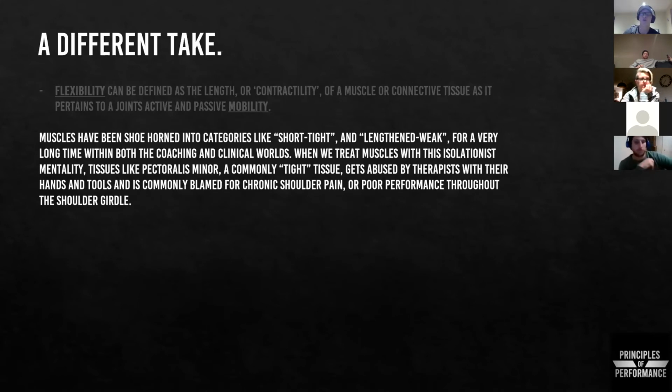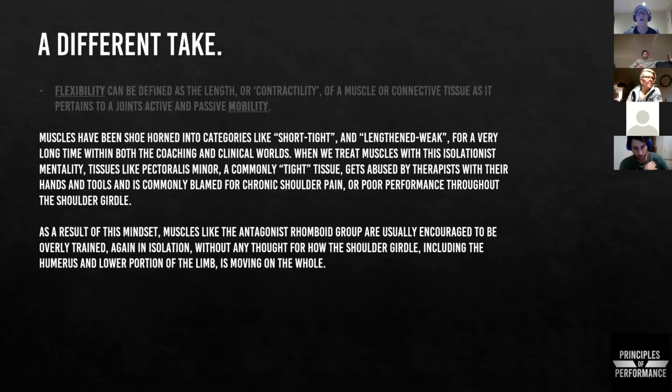Muscles have been shoehorned into categories like short, tight, and lengthened weak for a very long time within both the coaching and clinical worlds. When we treat muscles with this isolationist mentality, tissues like pec minor, a commonly tight tissue, get abused by therapists with their hands and tools, or coaches with their tools, and are commonly blamed for chronic shoulder pain or poor performance throughout the shoulder girdle.